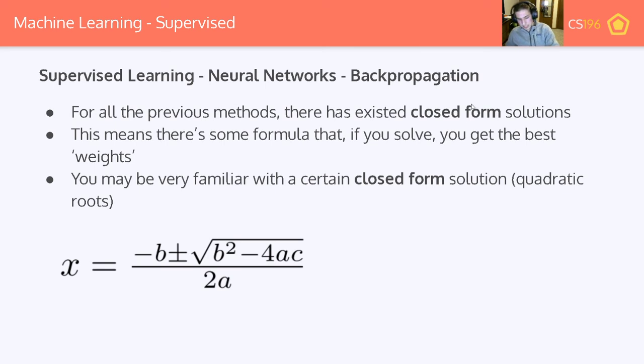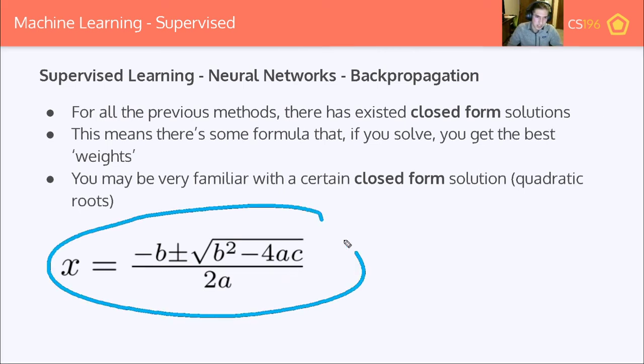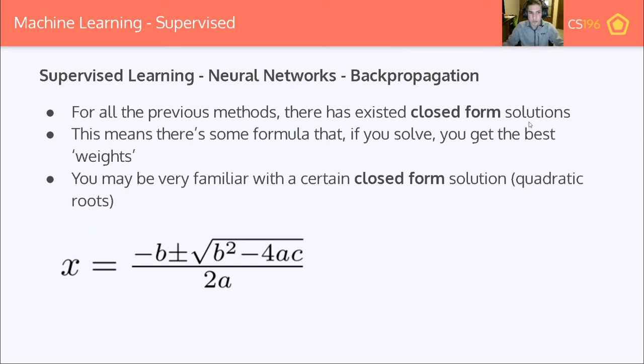And now let's discuss one of the major properties. We said that in the past, linear regression had this thing that we call the closed form solution, meaning there's some formula that you can solve that gives you the best answer. You're probably familiar with one of these formulas, the quadratic equation, which gives you the roots of a quadratic.